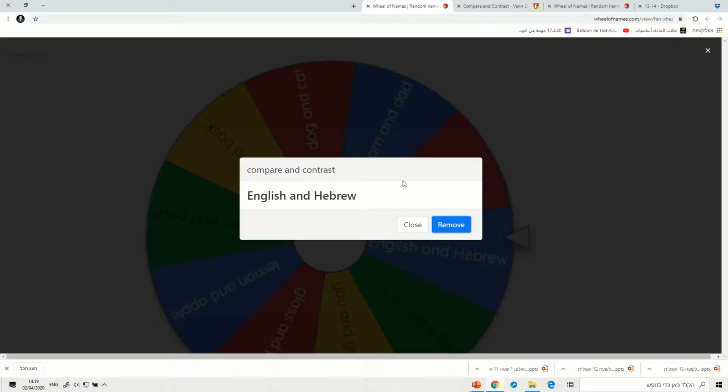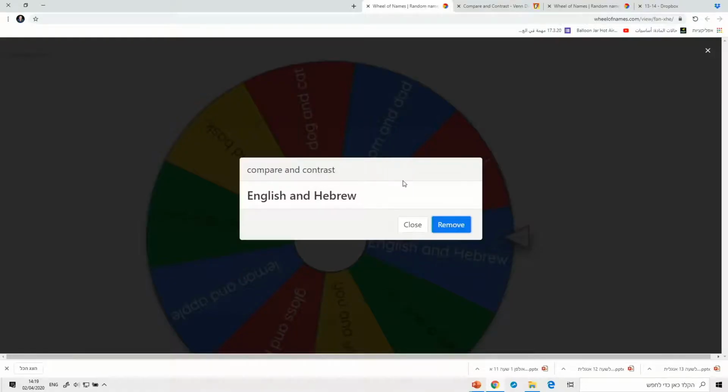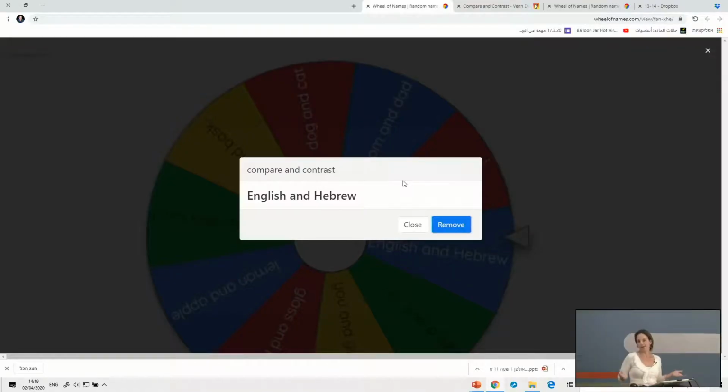Here's another topic, English and Hebrew. Let's compare and contrast them. So, when we read English, we read from left to right. And when we read Hebrew, we read from right to left. So that's a difference. Now let's say how they're similar, how they're the same. English and Hebrew, they are both languages. That's a way.